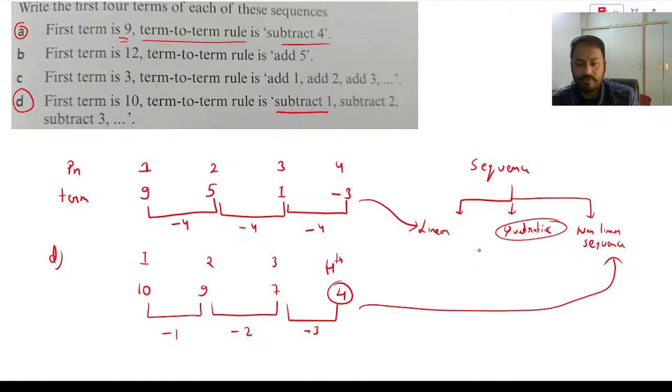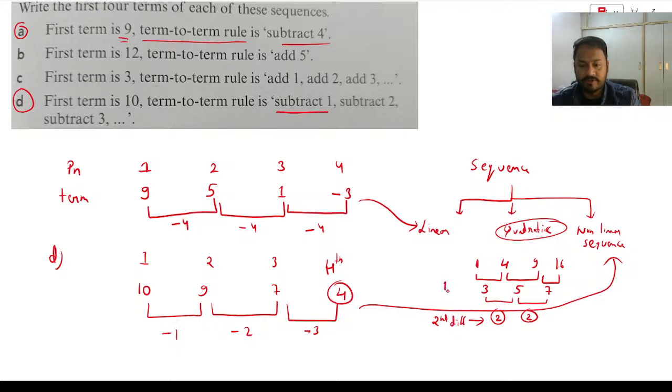Suppose if you want a simple example, it is 1, then 4, then 9 and then 16. This is a quadratic sequence. How? Because see, 4 minus 1 is 3, 9 minus 4 is 5 and 16 minus 9 is 7, right? Now again, if we find the difference, 7 minus 5 is 2, 5 minus 3 is 2. So this is quadratic because the second difference is the same. Whenever the second difference is the same, it is quadratic.